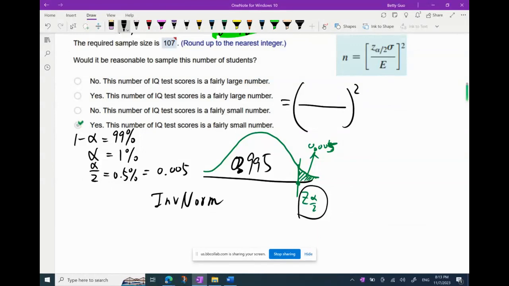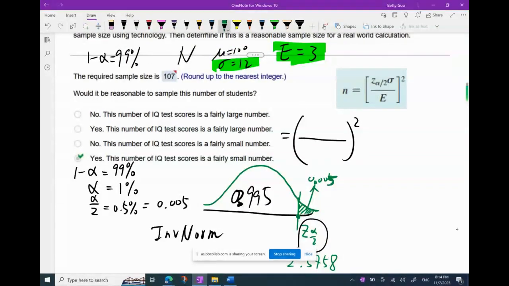Let's go there. Turn on the calculator, second, inverse normal. The area to the left, very important, is to the left of the z-score. You have to modify if the value isn't given directly. So it's 0.995. Keep mu 0, sigma 1, and paste. My critical value is 2.5758.